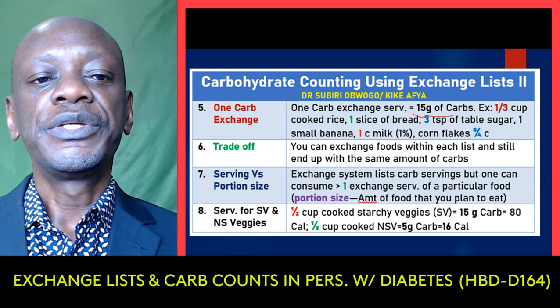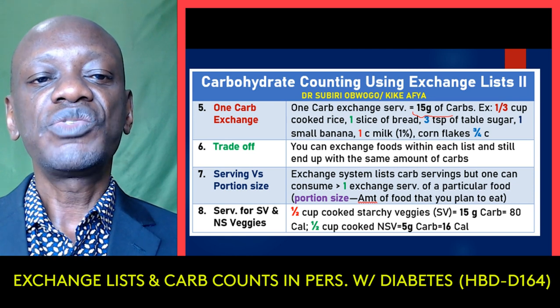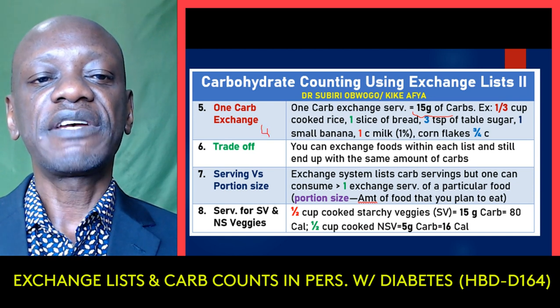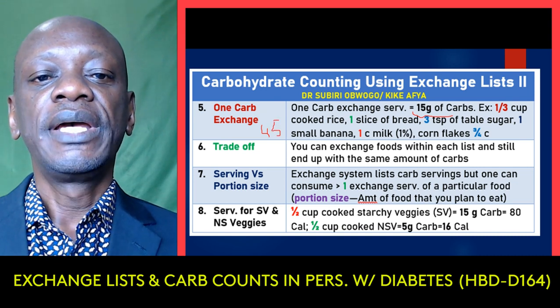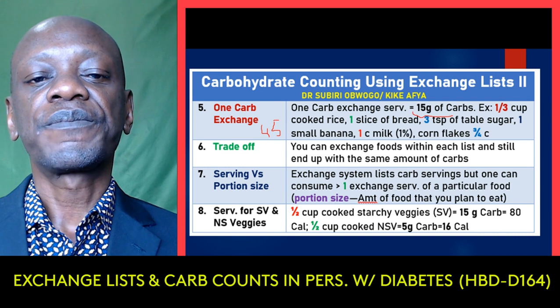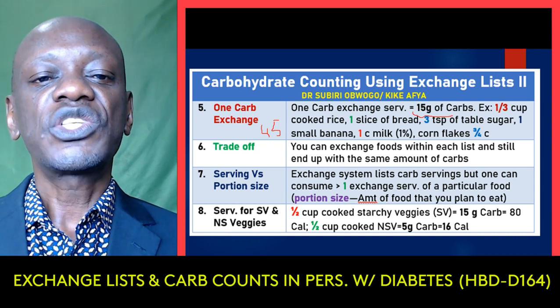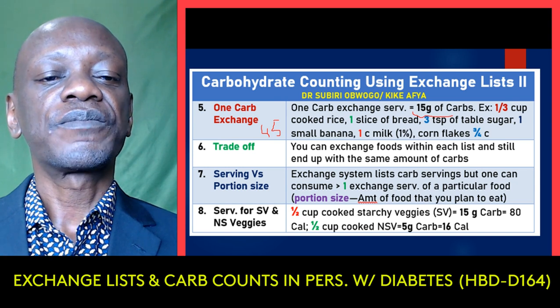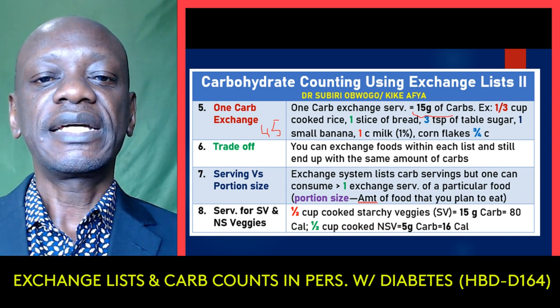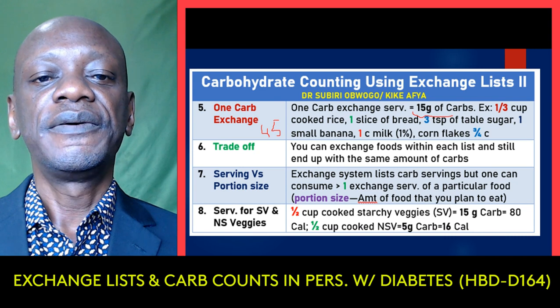So let's look at an example. Assume I'm supposed to take 45 grams of carbohydrates for breakfast. I can choose to take 1 slice of bread, 1 cup of milk tea, and 1 small banana. That gives me 45. Or I can decide to take cornflakes, milk, and banana.